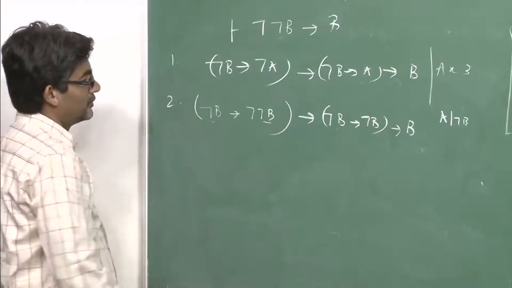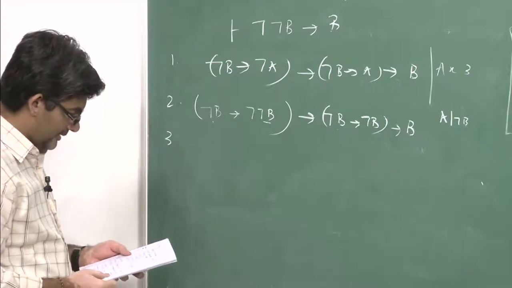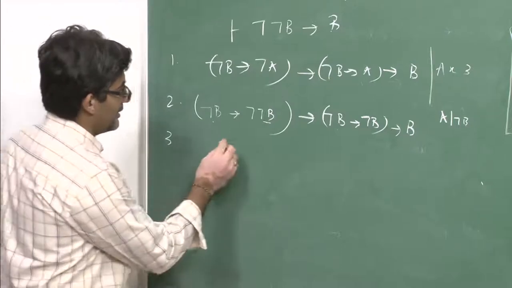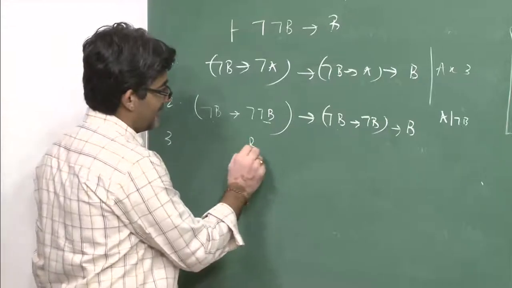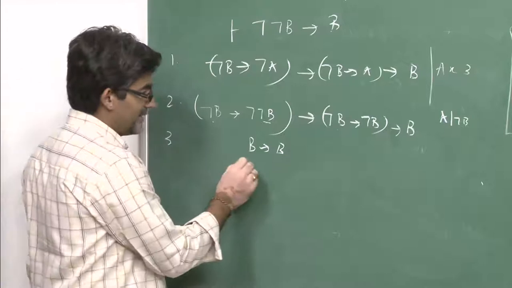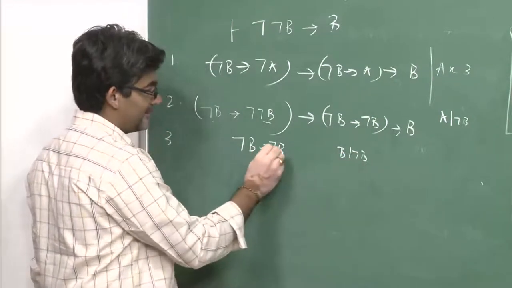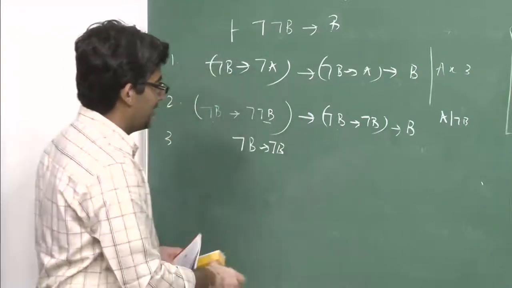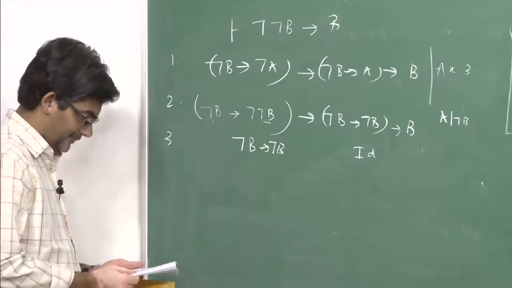One and two. Now there is a law of identity which we showed just now, that is B implies B. In this, if you put not B for B, then this will become this one. So this is the law of identity, which we have already proved.